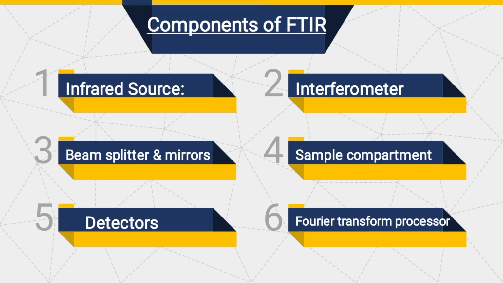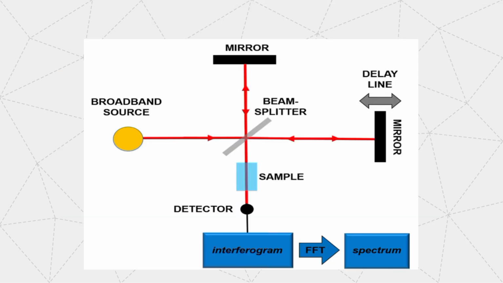So let's discuss the components of FTIR, or instrumentation. Infrared source, interferometer, beam splitter and mirrors, sample compartment, detectors, Fourier transform processor. We will discuss all of them one by one. This is the basic arrangement. Here is the IR source, beam splitter, two types of mirrors, the moving mirror and the fixed mirror. Here is the sample compartment. After the sample compartment there is a detector, interferogram, and then the spectrum is produced.